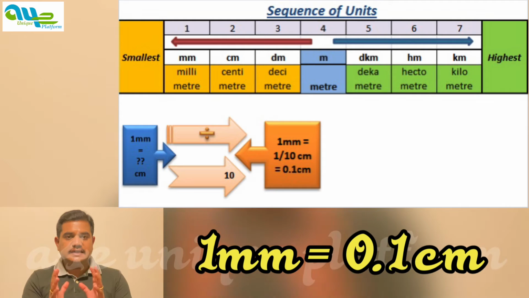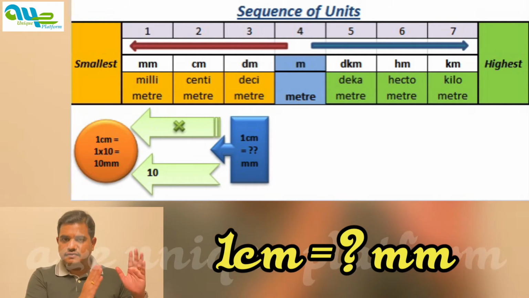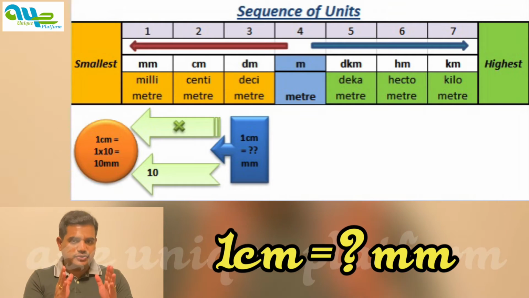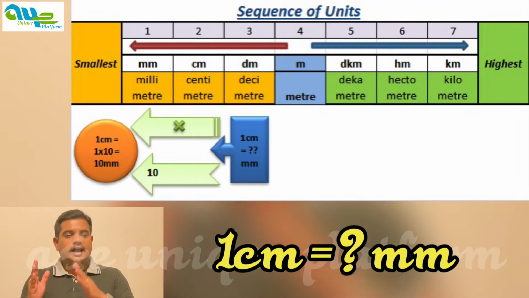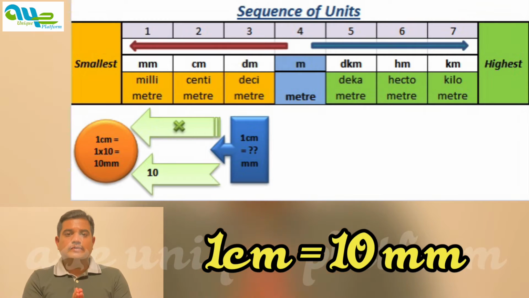So the answer is easily derived: 1 millimeter equals 0.1 centimeter. Now we are going to see vice versa, that is, 1 centimeter equals how many millimeters. Centimeter is in the second position and millimeter is in the first position, so you need to use 1 0. The 10 is the number, and centimeter is the highest and millimeter is the lowest, so you need to use multiplication. So 1 centimeter equals 10 millimeters.